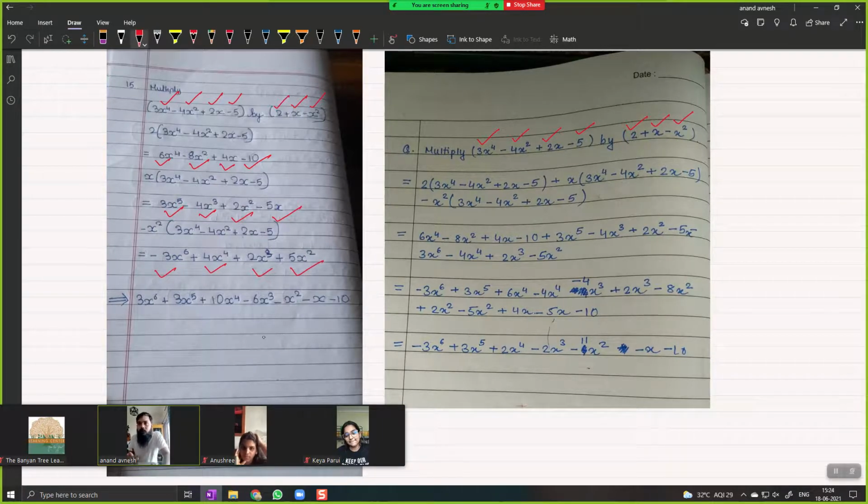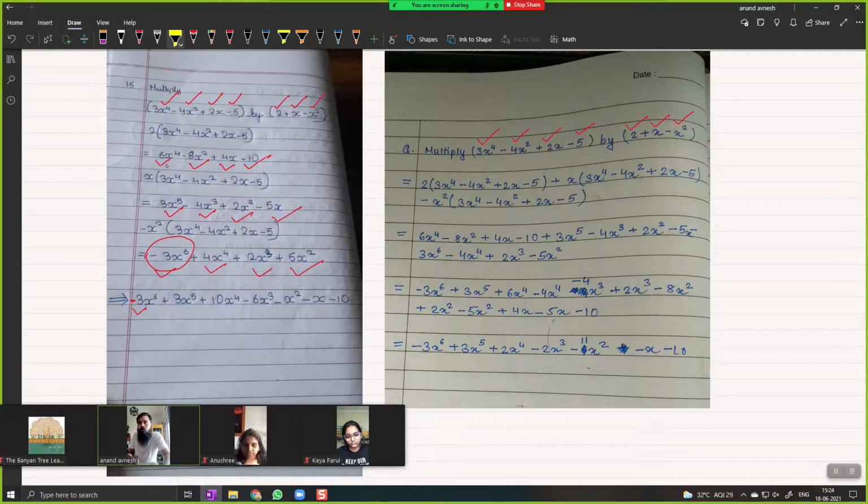Okay, so we write. Shouldn't this be minus 3x raised to 4, Anushri? It is minus here, right? So there is this small mistake over here. Plus 3x raised to 5, so where have you got this from? Yes, over here. Then plus 10x raised to 4, where is that from? Achha, you added 2 terms, I think.